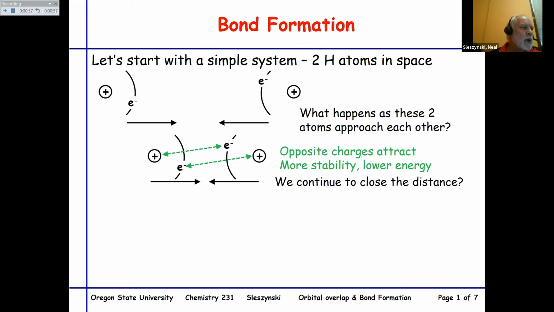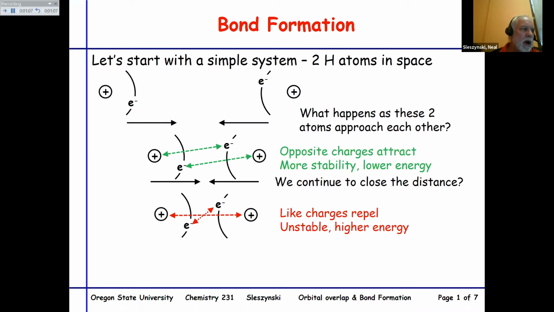Well, what happens if we continue to close the distance? As those atoms become closer and closer, we end up with a situation where the like charges start to repel each other. That's repulsion of the two electrons for each other and repulsion of the two nuclei for each other. And we end up with a system that is becoming more unstable and has a higher energy.